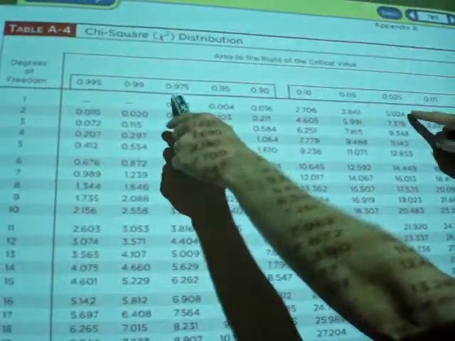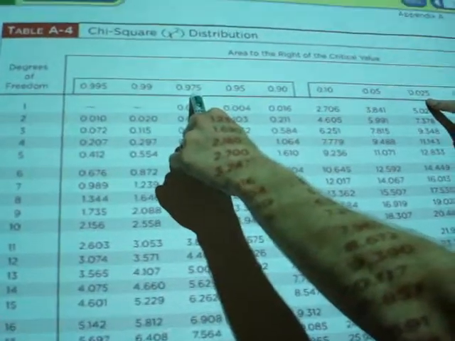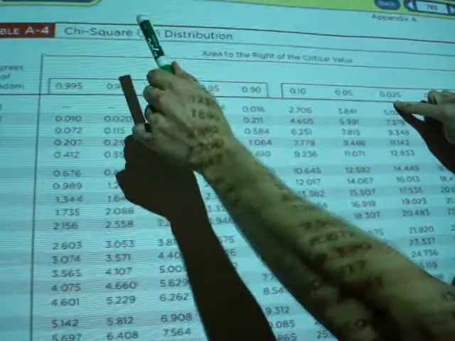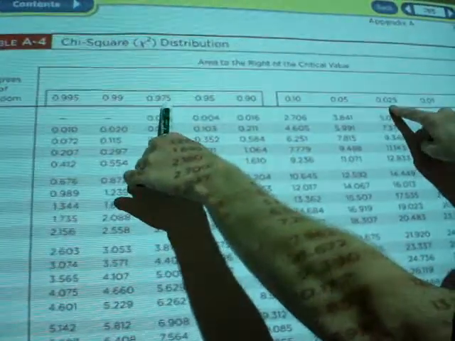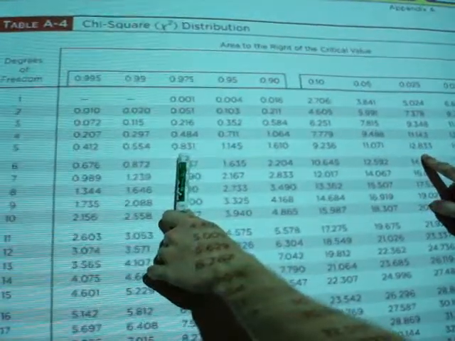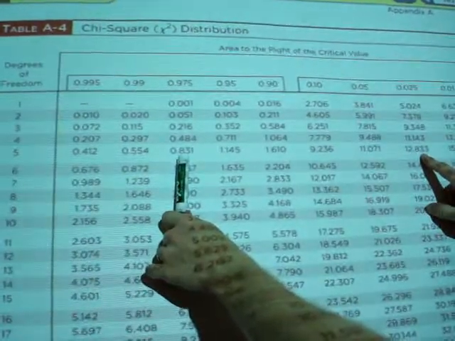And we want the rightmost endpoint of this chi-square critical value to have only 0.025. So for a 95% confidence interval, you would use 0.975, 0.025, and go down to your degrees of freedom. So 0.831 and 12.833. These are the two values that we're going to use for a 95% interval with 5 degrees of freedom.